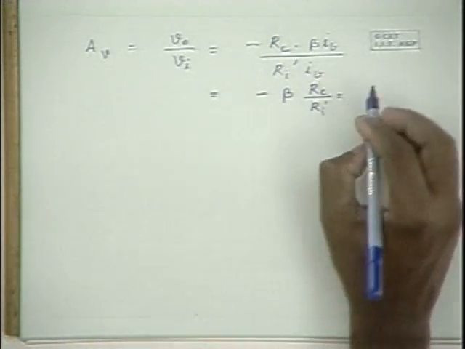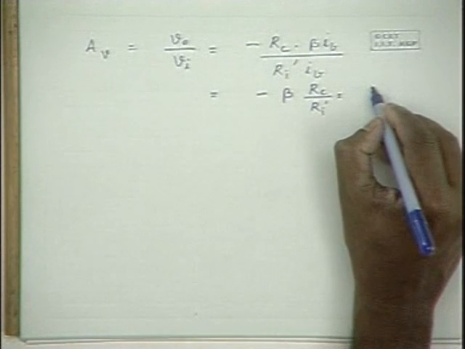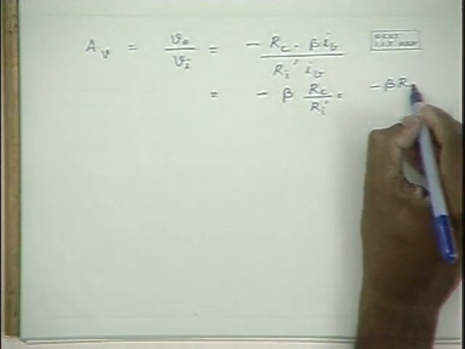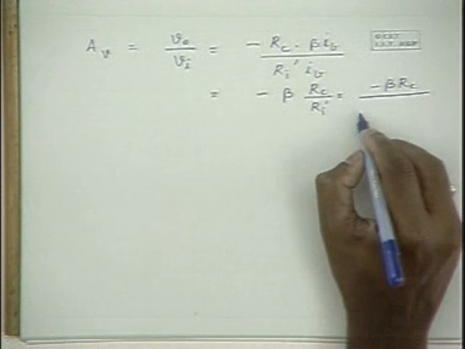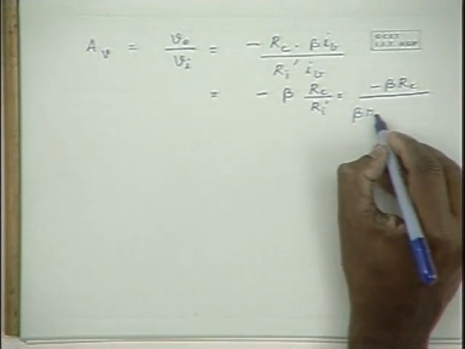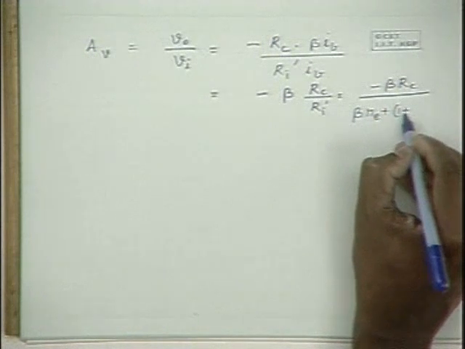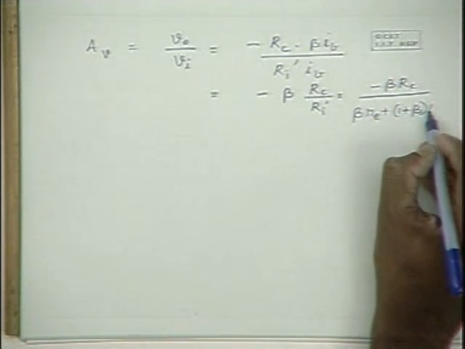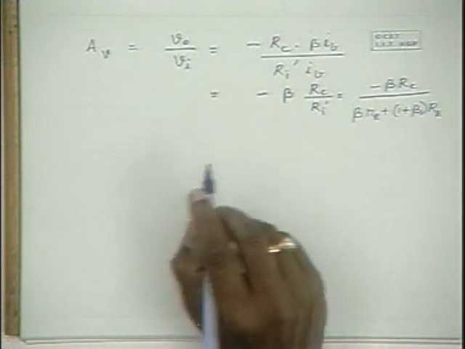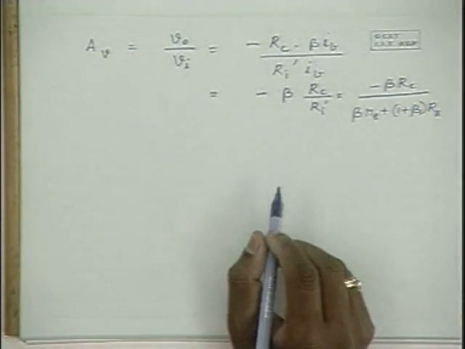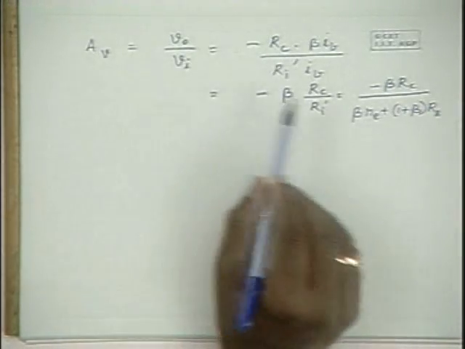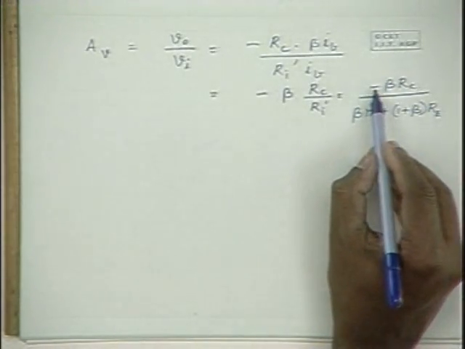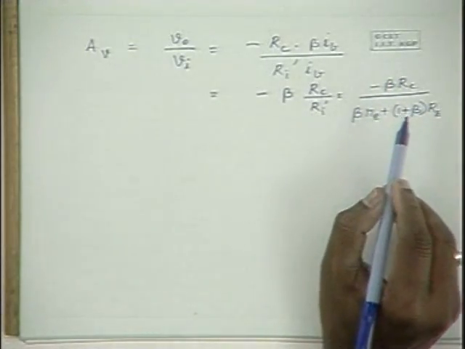And if you substitute for Ri dash, here you will get it as minus beta RC divided by an expression for Ri dash, which is beta re plus (1 plus beta) into capital RE. Now this is a fairly accurate expression for the voltage gain, and please note that the voltage gain is negative for the same reasons I gave in the last class. There is a phase difference of 180 degrees between the output and input.